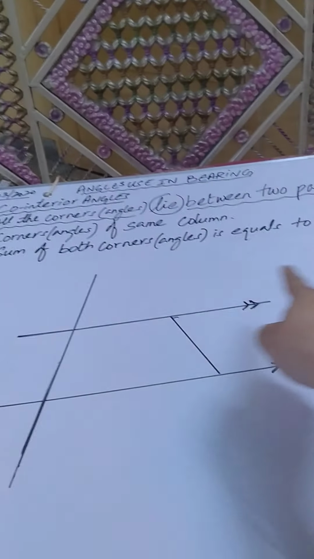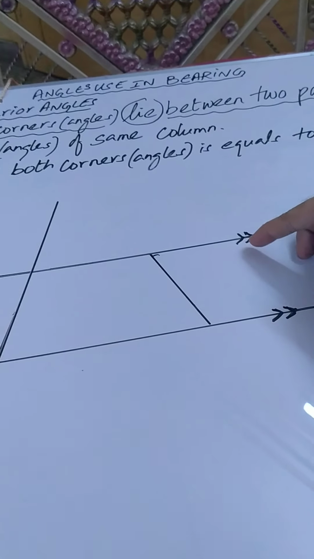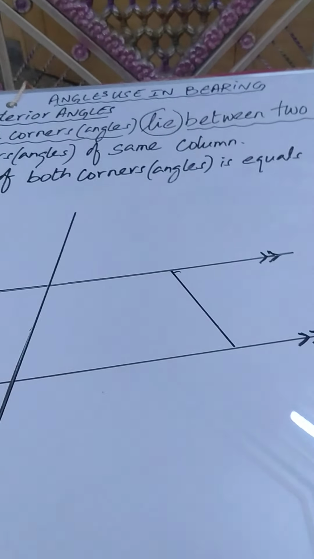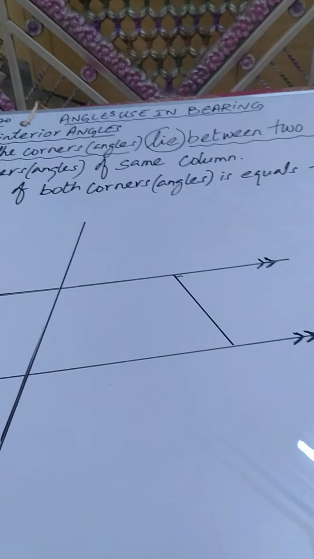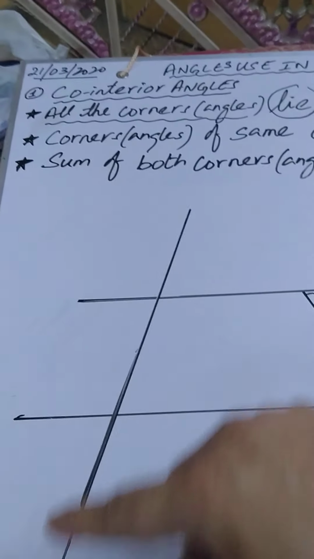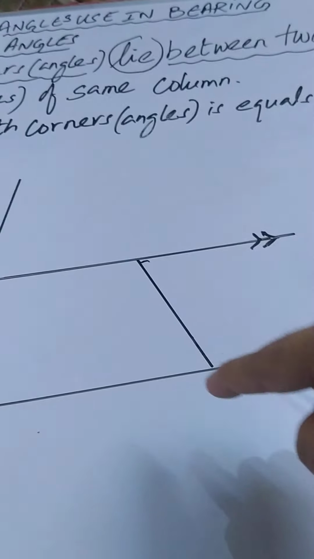Look here guys, these are two parallel lines. A single arrow or double arrow indicates a parallel line. So it indicates that these two horizontal lines are parallel. The angles are formed by the intersection of parallel lines and a transversal line. Guys, these are the transversals. This is the first transversal line, and this is the second transversal line.